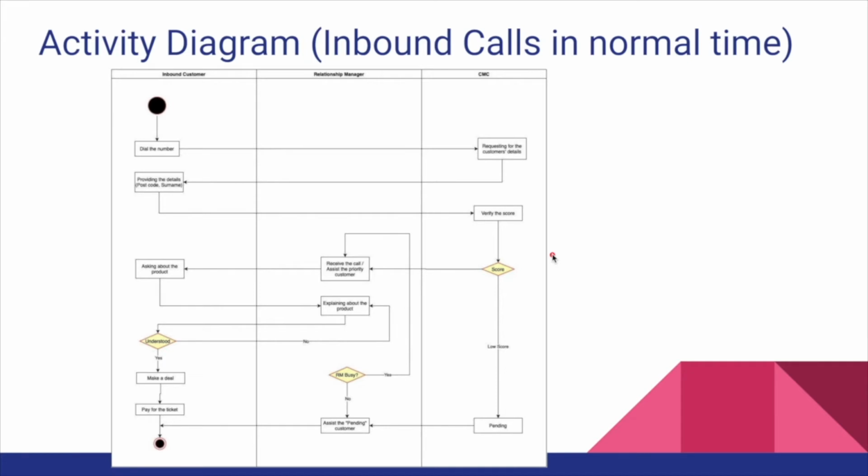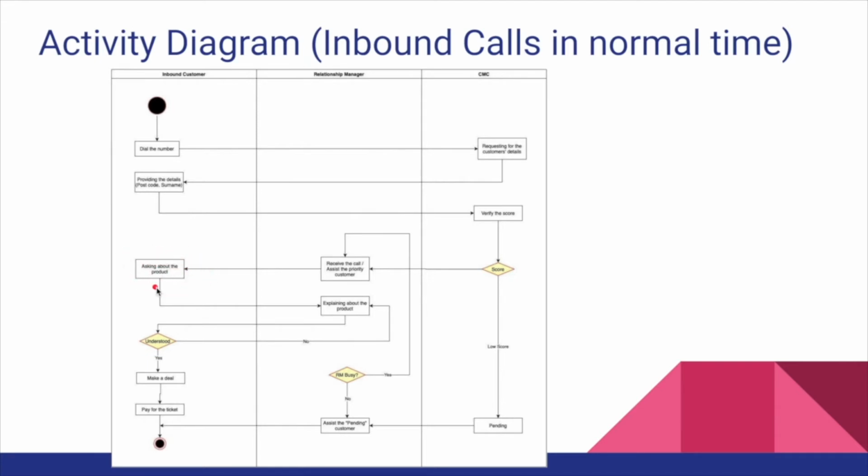The next activity diagram is about the inbound calls during normal time. It all starts from the customer who dials the phone number, and the CMC will receive the call and request the customer's details. After the customer has provided all of the details such as the postcode and surname, the CMC will verify the score. If the customer has a high score, the CMC will connect the RM, or relationship manager, to the inbound customer.